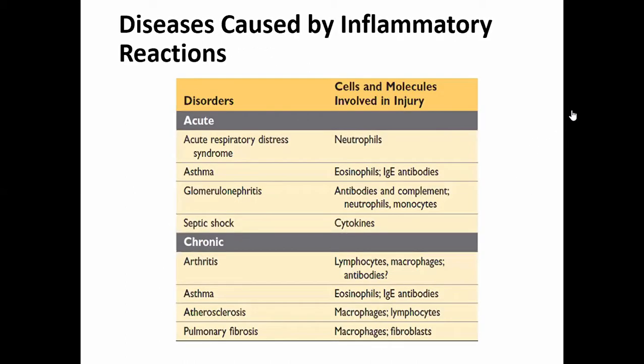So this is the list of diseases caused by inflammatory reactions. For acute inflammation, examples are ARDS, asthma, glomerulonephritis, and septic shock.